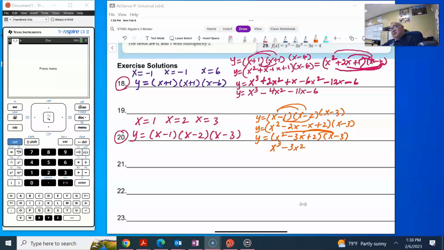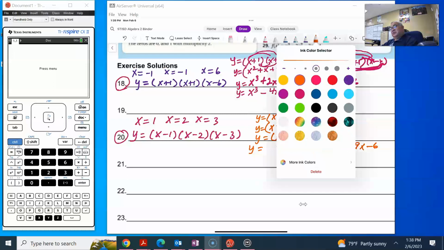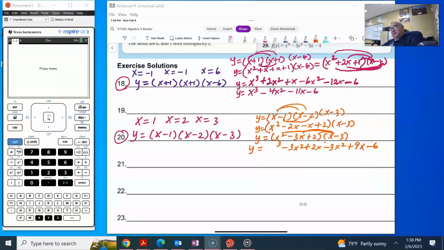And then x times 2 gives you plus 2x. Then you're going to multiply negative 3 times x squared, negative 3 times negative 3x, which gives you positive 9x, and then negative 3 times 2 gives you negative 6. The last thing that you have to do is simplify, and you're going to have to combine like terms.